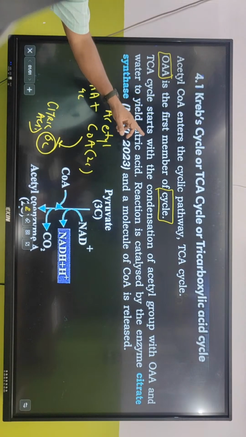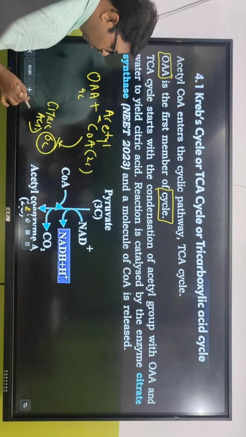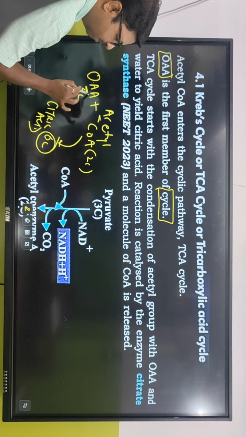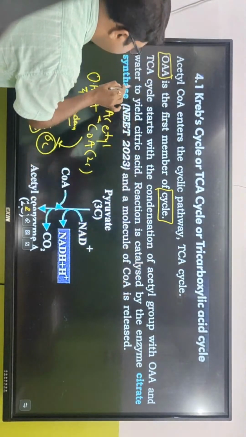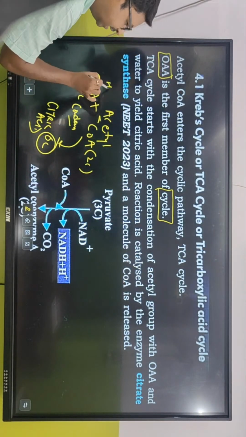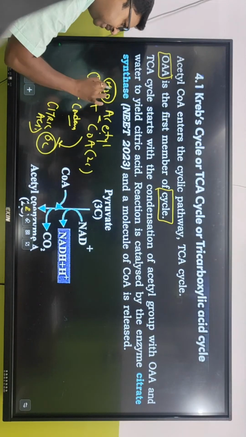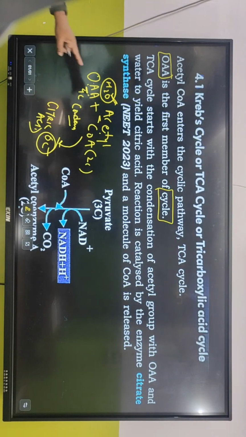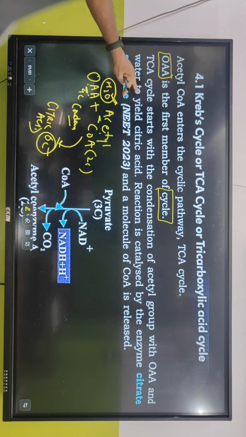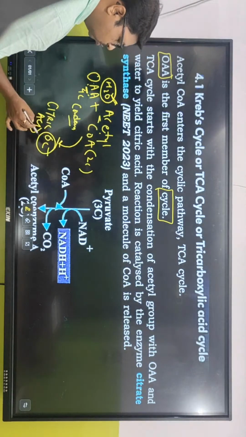TCA cycle starts with the condensation of acetyl group. In this reaction, acetyl-CoA and oxaloacetic acid, both of them condense together by the condensation process with water. Water is needed for this step. Again, I repeat, acetyl-CoA plus oxaloacetic acid, they need water to give rise to what? Citric acid. Condensation of acetyl group with oxaloacetic acid and water yields citric acid. Very, very important step: acetyl-CoA to citric acid.